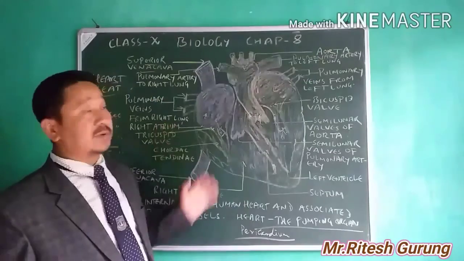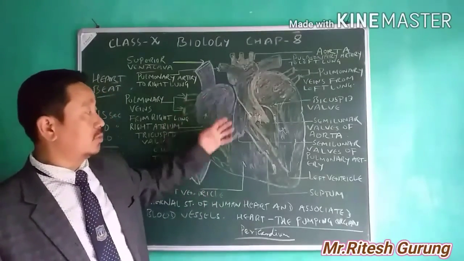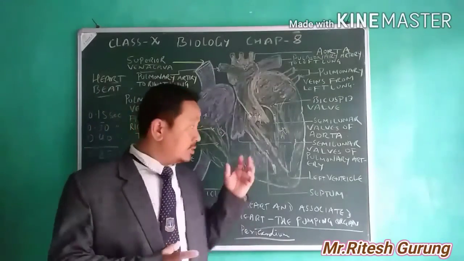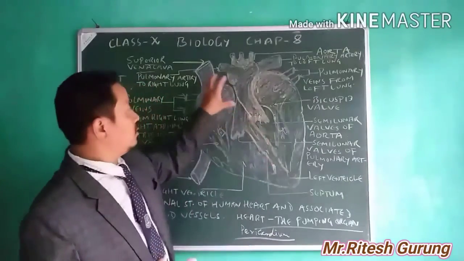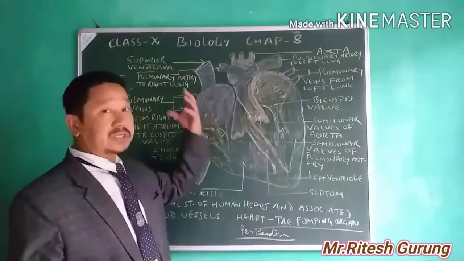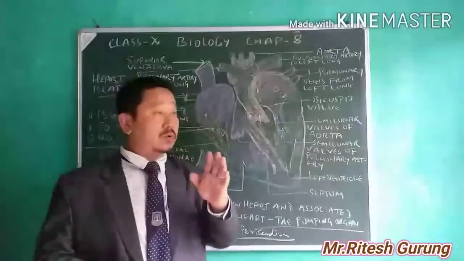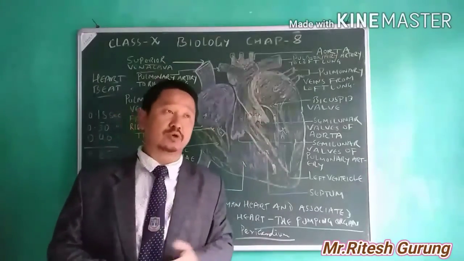So please refer to the book. Please go through the chapter, the portion that I have taught, and try to understand 100%. Try to learn with the help of the diagram which are the parts there and the function of the parts, where the blood flows first, and from there where it goes. If you go through the chapter with the help of the diagram, then it will be easy for you.